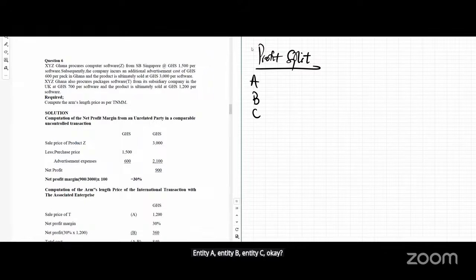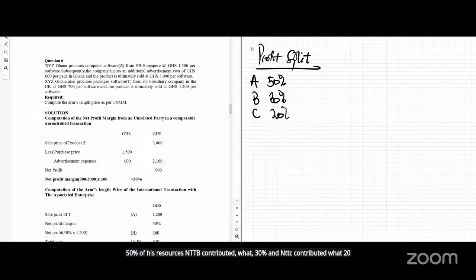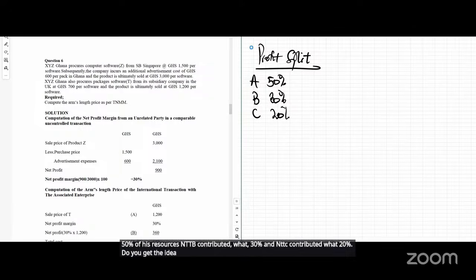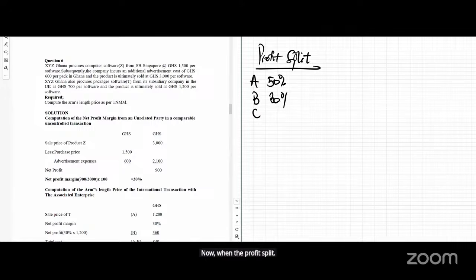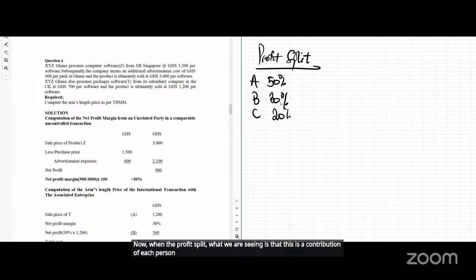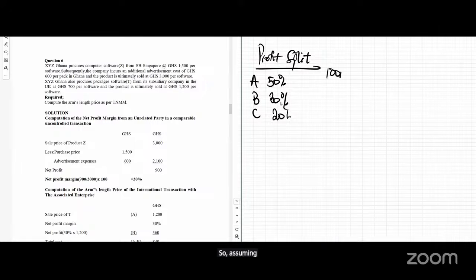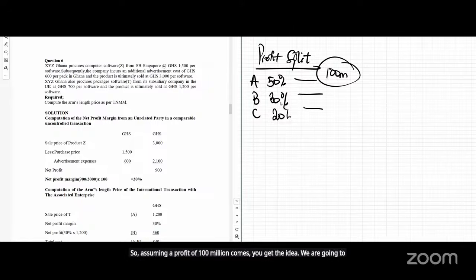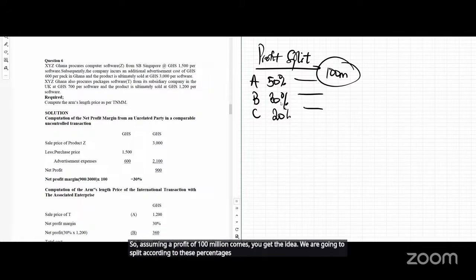Now, entity A contributed 50% of its resources. Entity B contributed 30%. And entity C contributed 20%. Do you get the idea? With the profit split, what we are saying is that this is the contribution of each person. Are you following? So, assuming a profit of 100 million comes, we are going to split according to these percentages. That's how profit split works. Does that make sense? And this is our routine functions that we are doing.